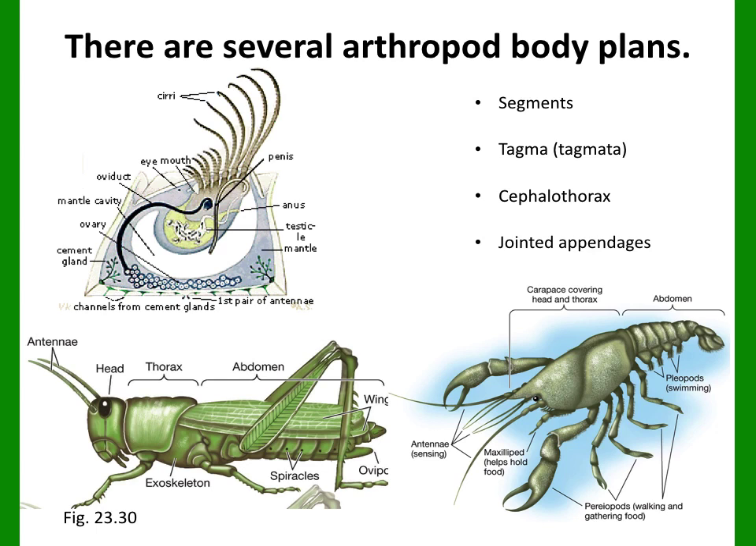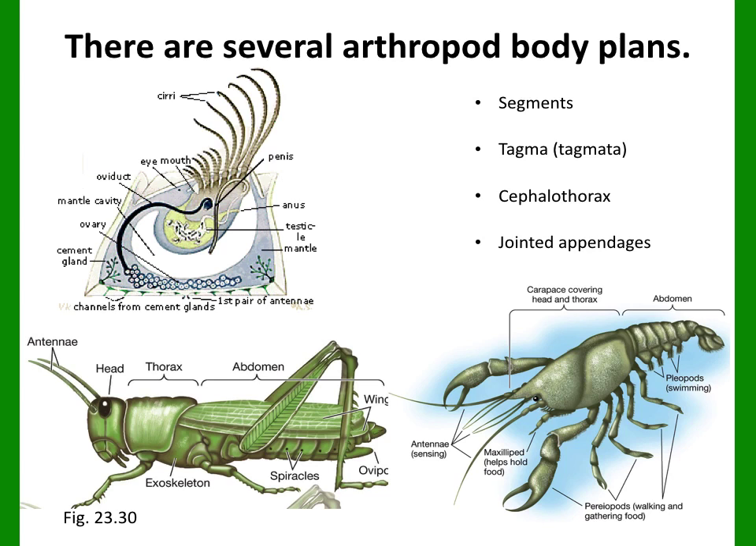In the case of insects like the grasshopper at the bottom, the segments that are fused together, or the tagma, are head, thorax, and abdomen. Some groups of arthropods have fewer segments, so they've fused together more stuff, and they have a cephalothorax, which is the head and the thorax fused together, and then the abdomen. So you can see that clearly in the crayfish when compared to the grasshopper.